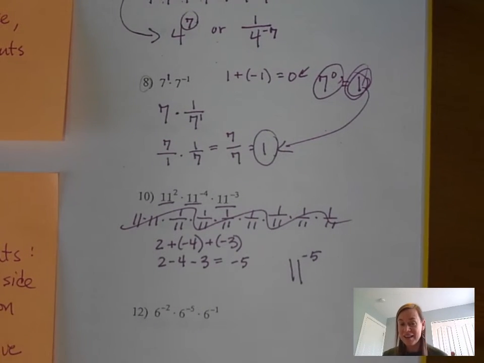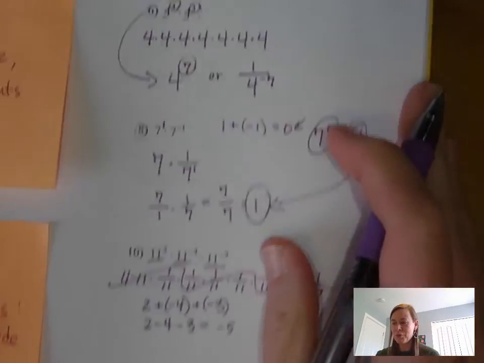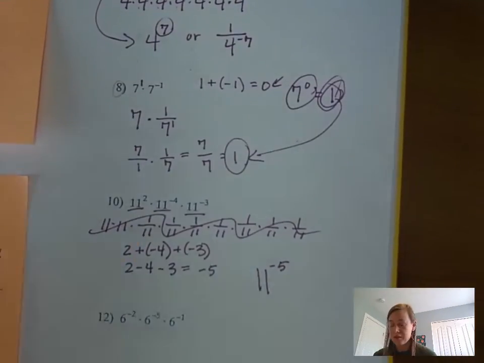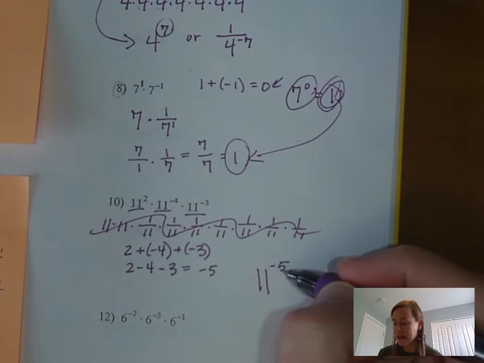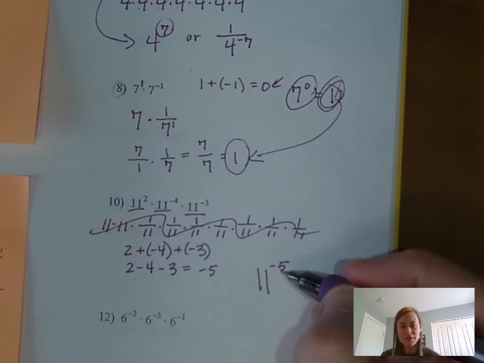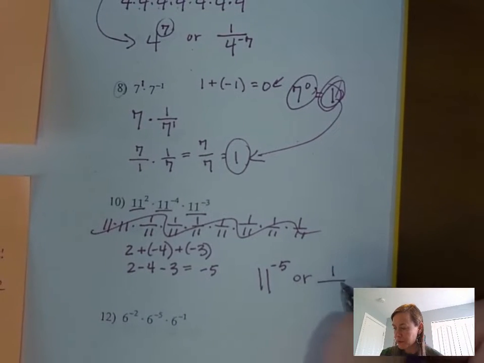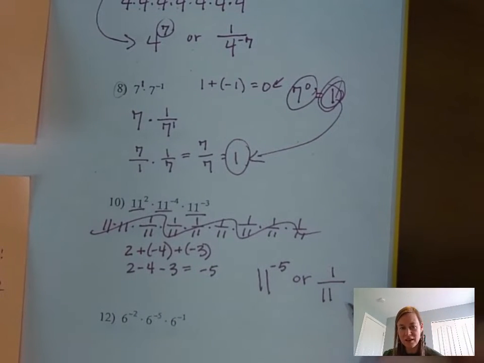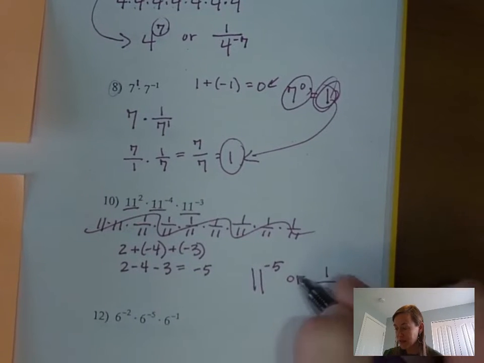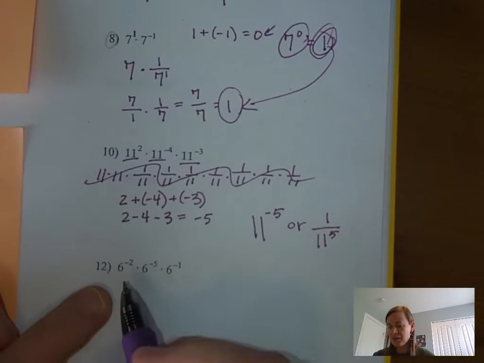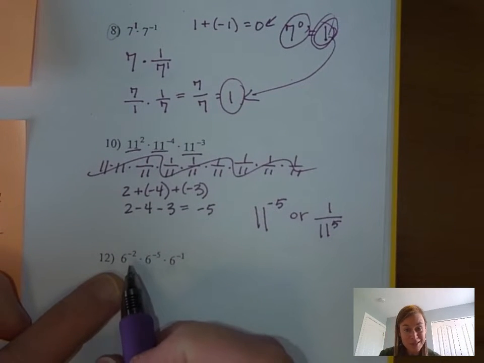All right, good. Now are we done? Almost done. Remember, we're supposed to write it as a positive and as a negative. So let's do that. It's currently as a negative, so in order to make it positive, you're going to jump it to the other side of the fraction bar, and then you're going to change the sign on that exponent. So it was negative, we're going to make it positive. Okay, and that's your answer there. Let's try number 12, and then we'll be done with this page.